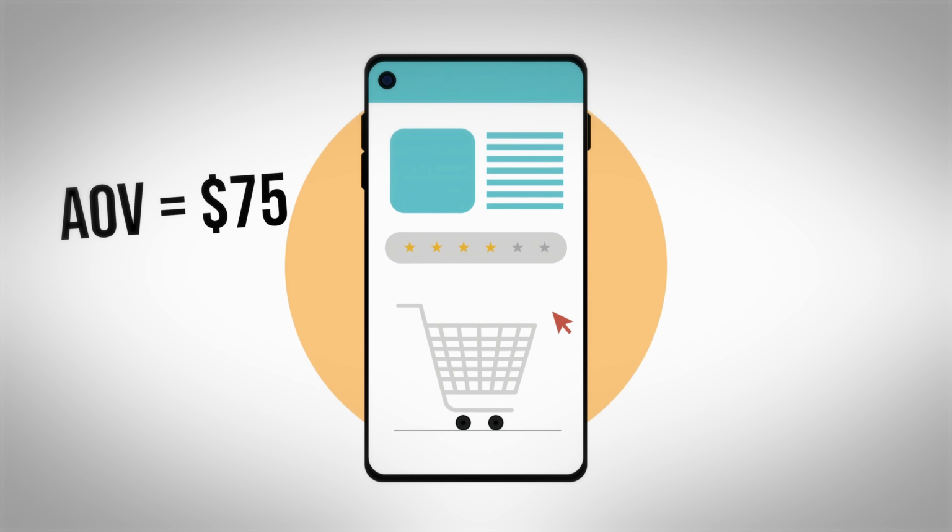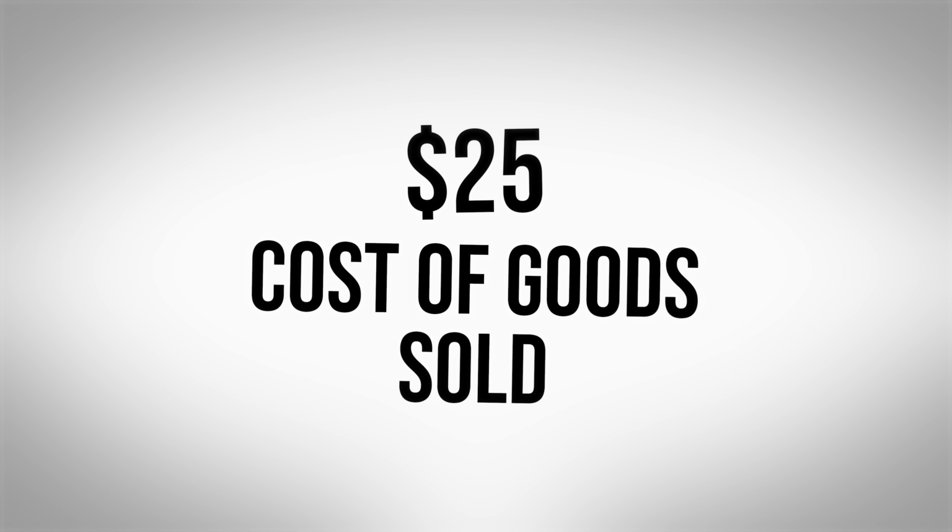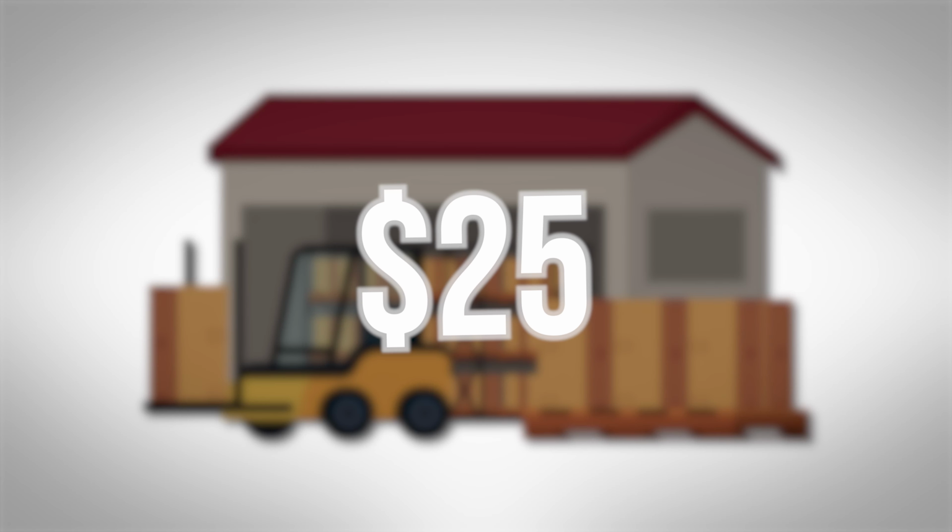So if we're thinking about an e-commerce business, $75 average order value, we might be looking at, say, a $25 cost of goods sold. That's how much goes directly to the manufacturer for the products, and then the rest is for all the other stuff that we're about to get to.